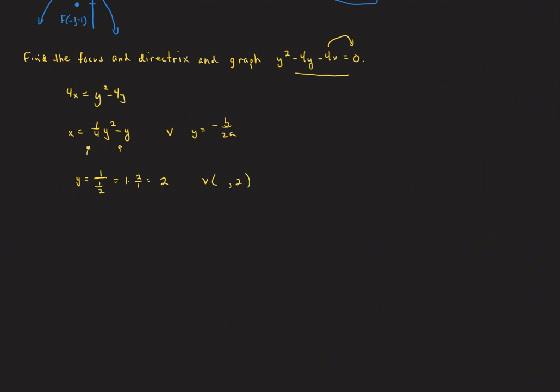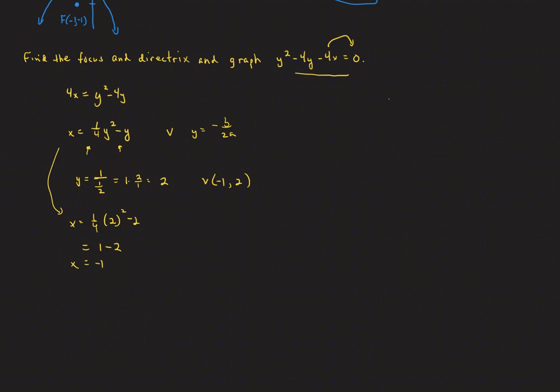We can plug it in and find out what the x is. So we're going to get x equals 1/4 times 2 squared minus 2. So 2 squared is 4, 1/4 times 4 is 1. 1 minus 2 is going to be negative 1. So that's going to make our vertex be negative 1, 2.